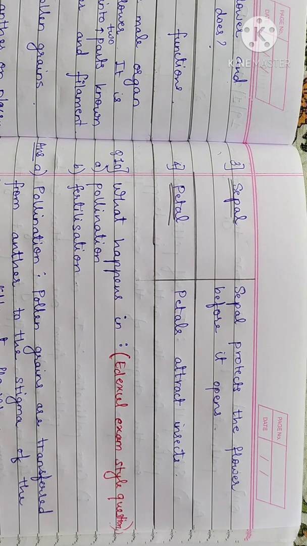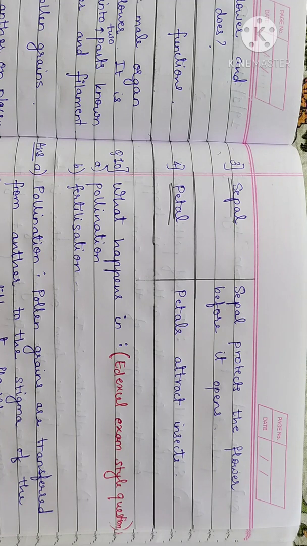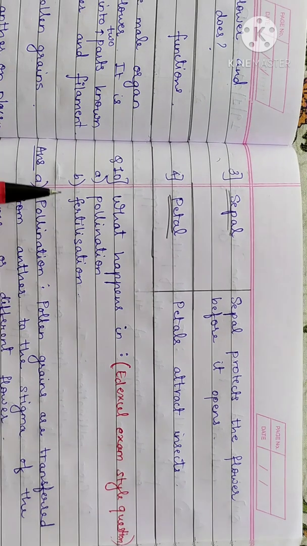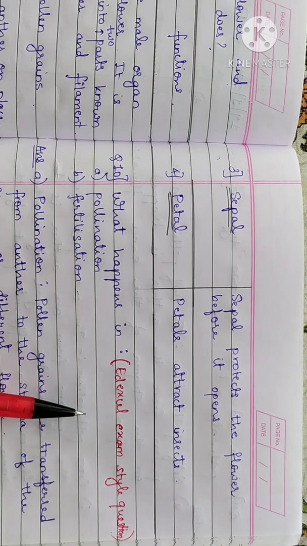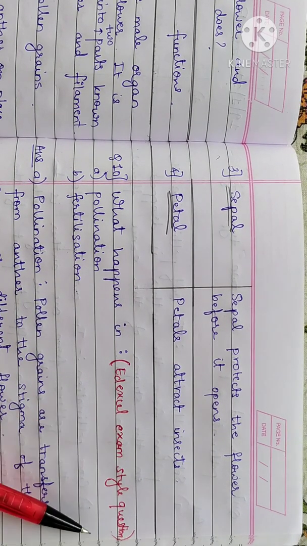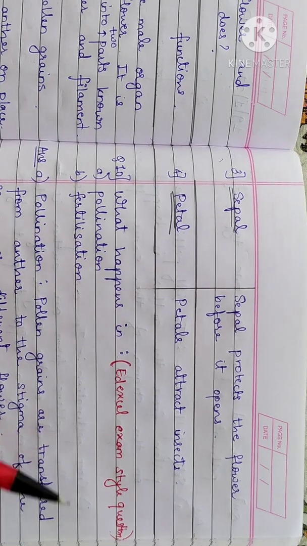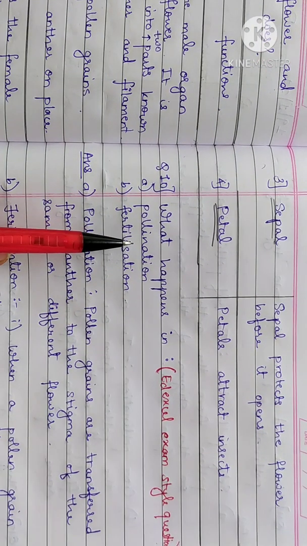Then the next part is the petal. Petals attract the insects. As I told you, petals are very brightly colored and they attract the insects to themselves. Now the next question is: what happens in pollination and fertilization? These two are Edexcel exam type questions. So, what happens in pollination?